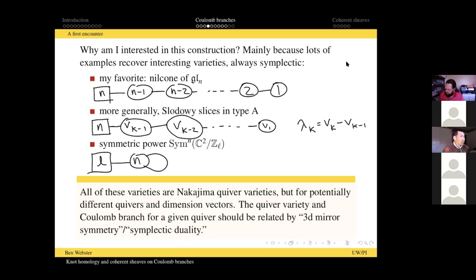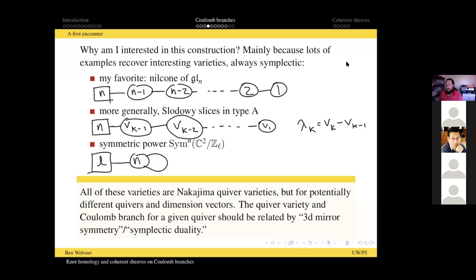But I'm a bit confused. For those Nakajima quiver varieties, there is no stability, so they're singular, but you can choose an appropriate stability condition and resolve. Now, you said that on the Coulomb branch, you have a similar story. They're singular, but you mentioned something like crepant resolution. I mean, they can be resolved at least sometimes. Yes. Do those kinds of resolutions on both the Coulomb and Higgs sides relate somehow?